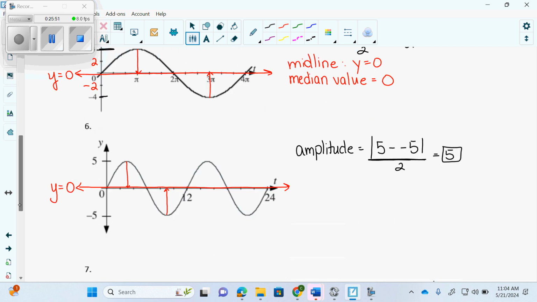This one, again, it's symmetrical about the x-axis, so I have a midline, check your work, at y equals 0 and a median value that equals 0.